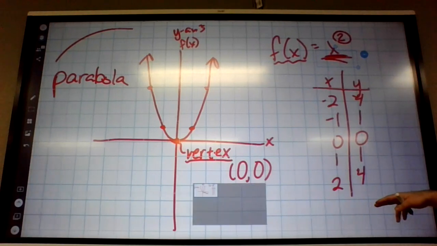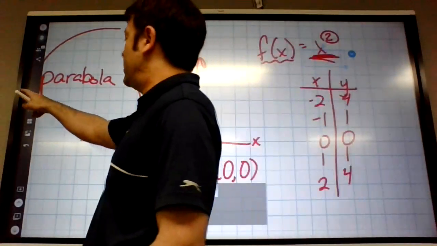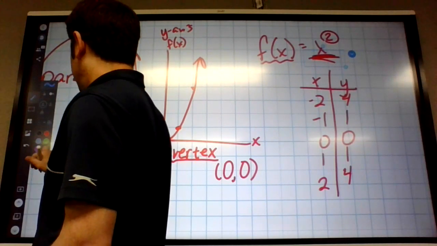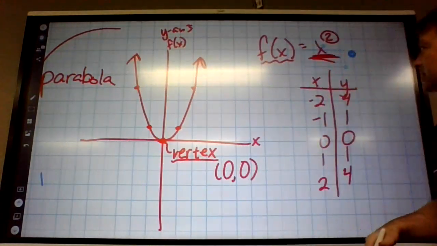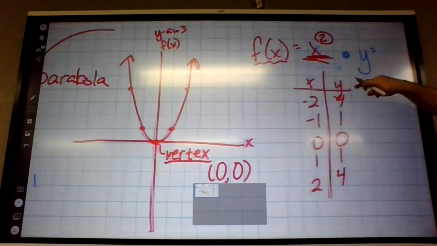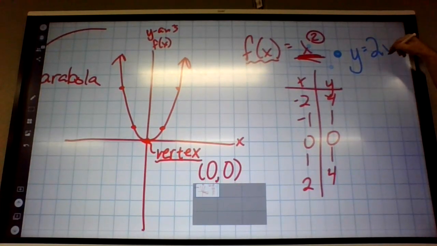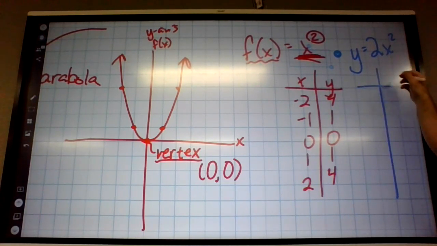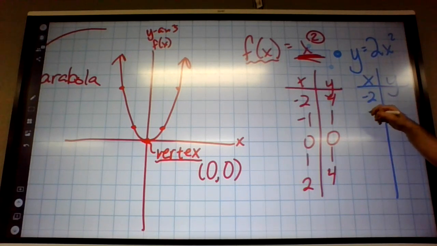Okay, what do you guys think would happen to the graph? See that color? I like that shade. Okay, what do you think would happen to the graph if I put a 2 right there? If I can, 2x squared. Just like, go like right, 2. All right, let's see what happens.